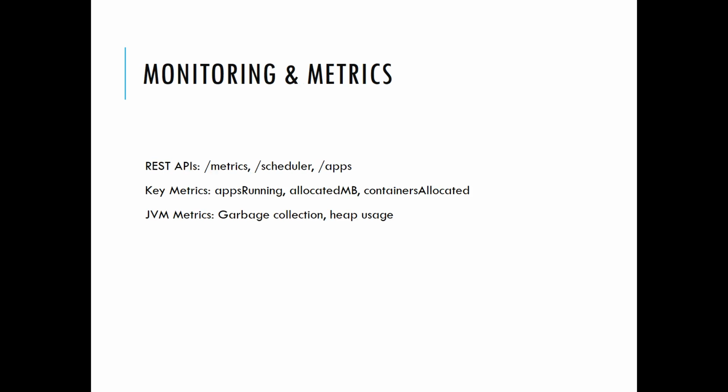Proactive monitoring is key to cluster health. The Resource Manager exposes a rich set of REST APIs for this purpose. Key endpoints include /metrics for cluster-wide statistics, /scheduler for scheduler details, and /apps for application tracking. Important metrics to watch include the number of running applications, total memory allocated, and the count of containers allocated. It's also crucial to monitor the RM's own JVM metrics, such as garbage collection frequency and heap usage, to ensure the RM itself is not a bottleneck.